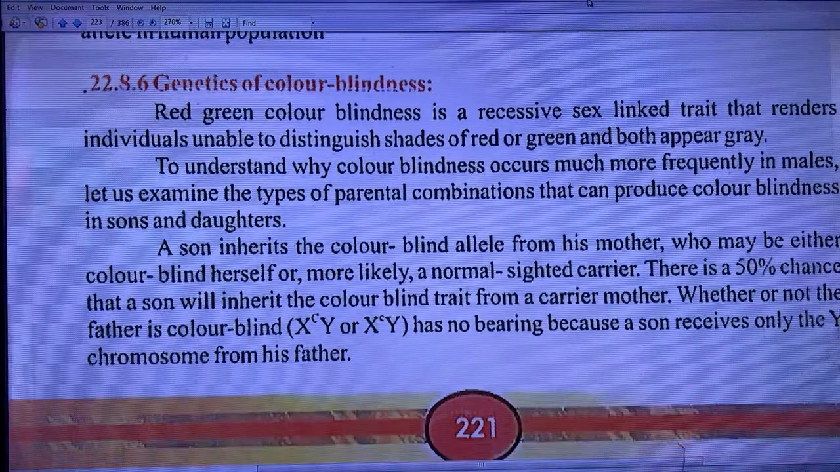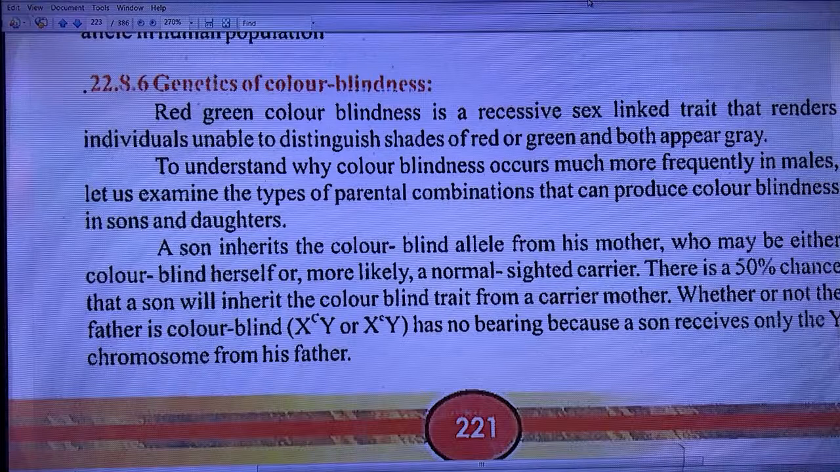Genetics of color blindness. Red-green color blindness is a recessive sex-linked trait that renders individuals unable to distinguish shades of red or green, and both appear gray. To understand why color blindness occurs more frequently in males, let us examine the types of parental combinations that can produce color blindness in sons and daughters.